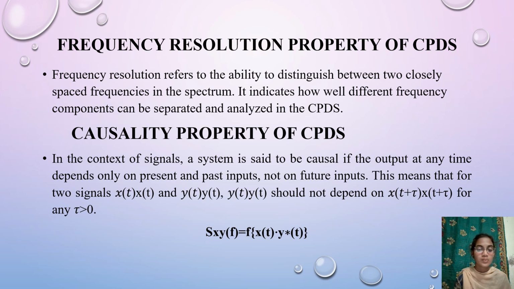Causality property of the cross power density spectrum. In the context of signals, a system is said to be causal if the output at any time depends only on present and past inputs, not on future inputs. This means that for two signals x(t) and y(t), y(t) should not depend on x(t + τ) for any τ greater than 0. Mathematically it can be represented as Sxy(f) of x(t) and y(t).